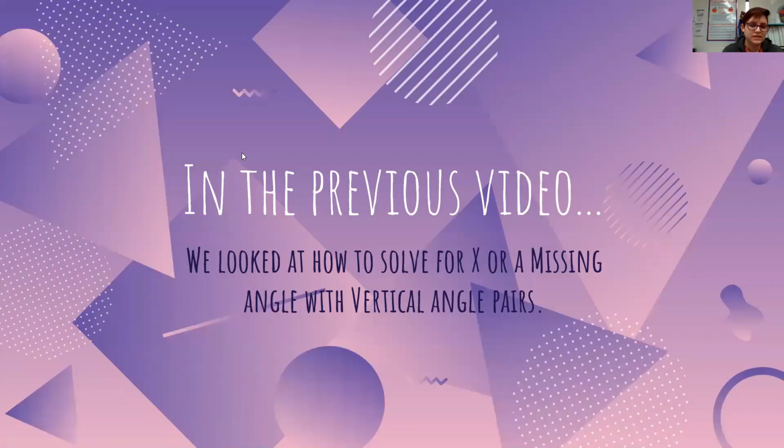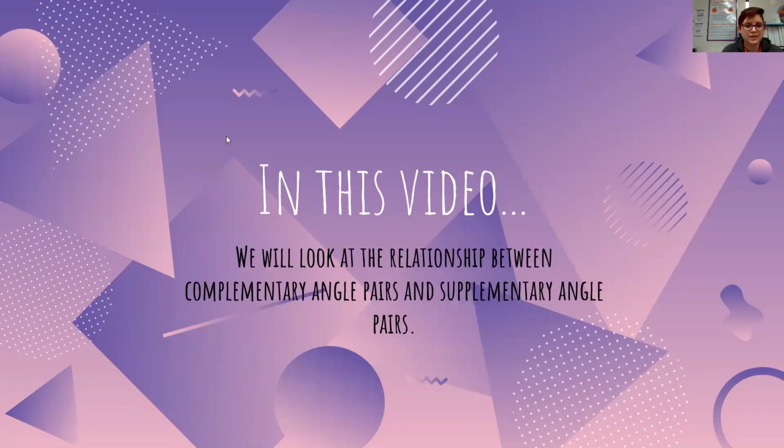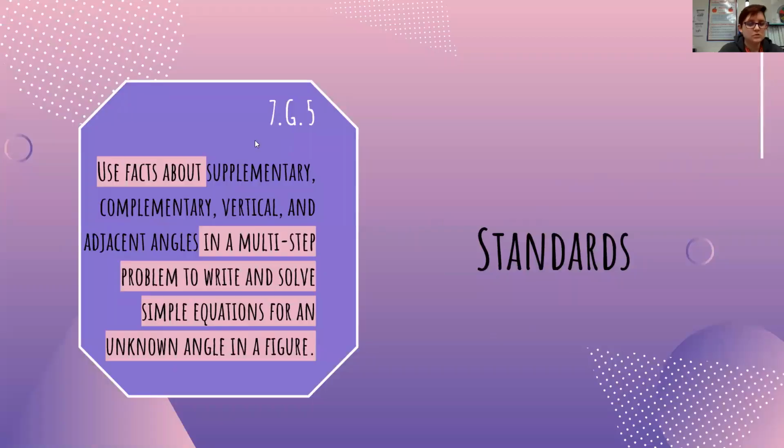In the previous video, we looked at how to solve for x for a missing angle in vertical angle pairs. In this video, we will look at the relationship between complementary angle pairs and supplementary angle pairs. So we're looking at standard 7G5, use facts about complementary and supplementary angles.